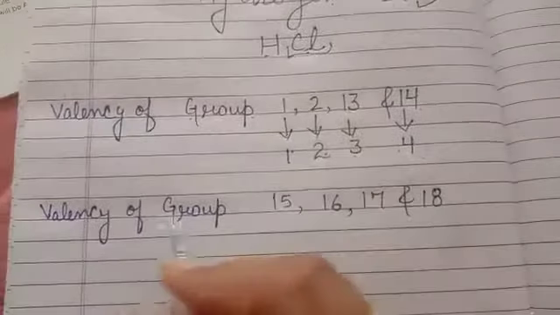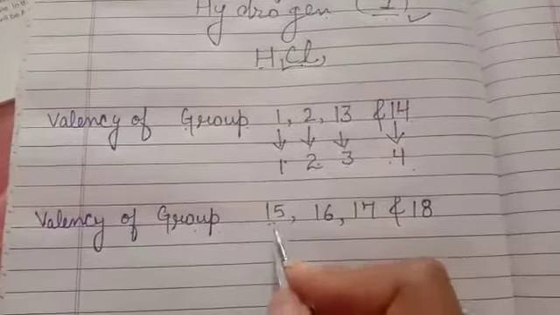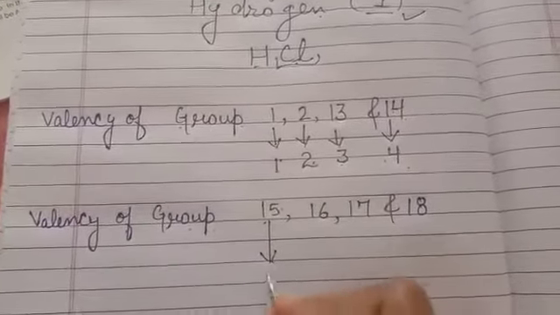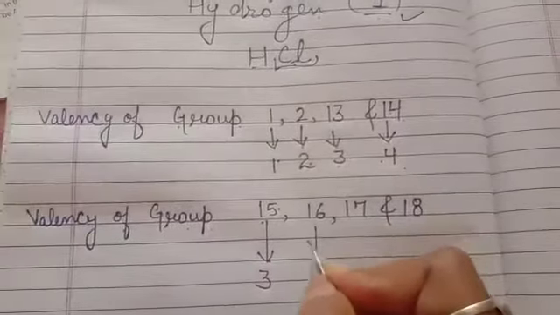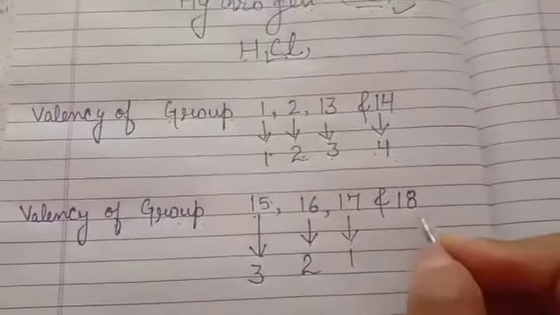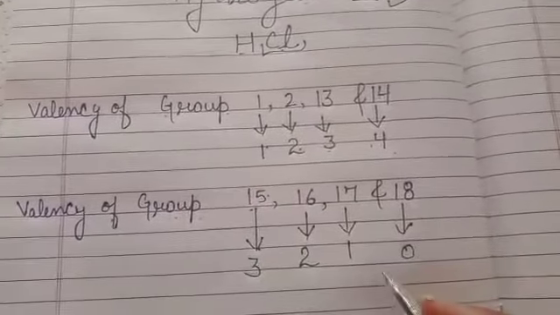And here, valency of group 15, after group 14 comes group 15, right? Valency of group 15 is 3, 16 is 2, 17 is 1 and 18 is 0. You can learn this, beta, it's very easy.